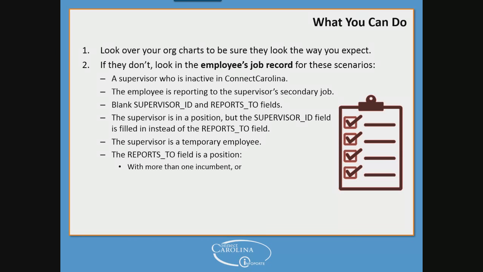And if the reports to field is one of these three, if the position has one of these cases. So if there's more than one incumbent, ConnectCarolina won't stop you from having more than one person in a position, but the org chart has a one-to-one relationship. So it really should just have one, it should be one person, one position. But there may be some out there that are not that way. Or the position is inactive.